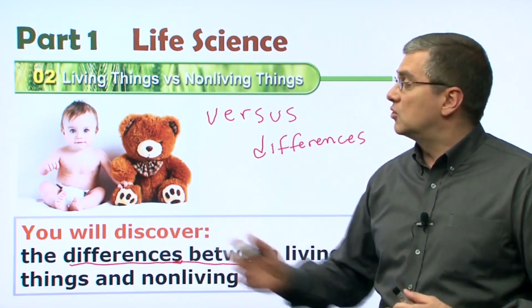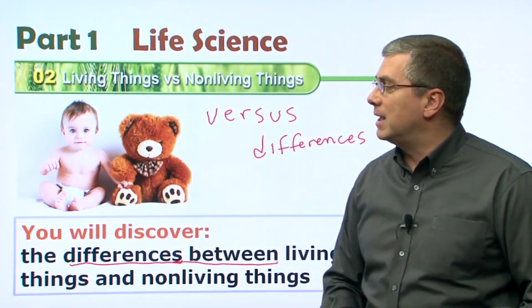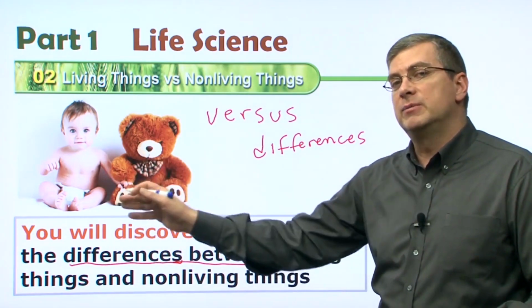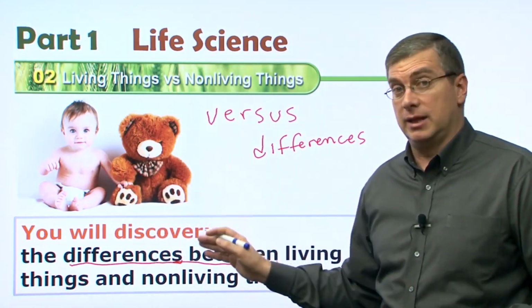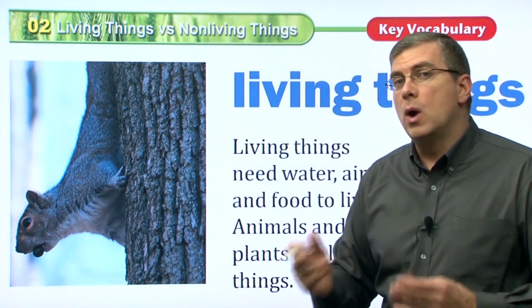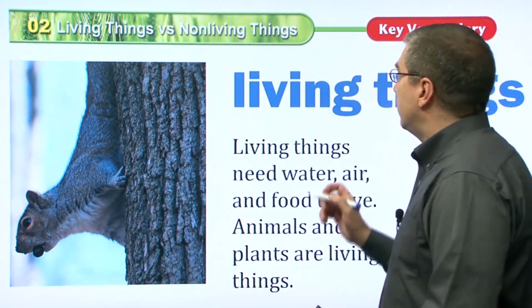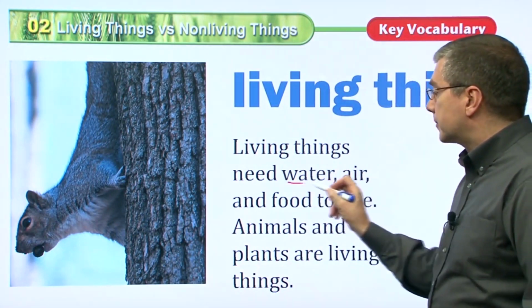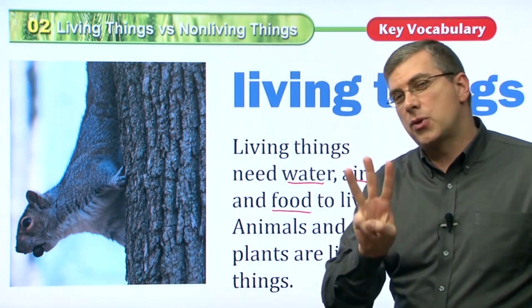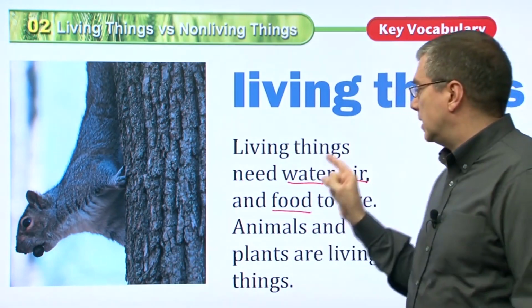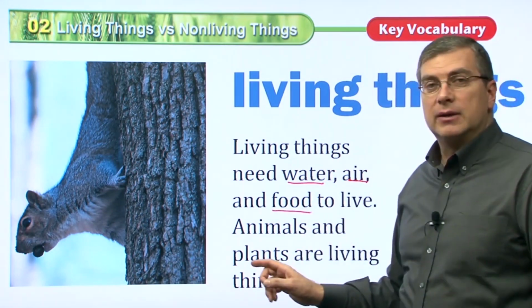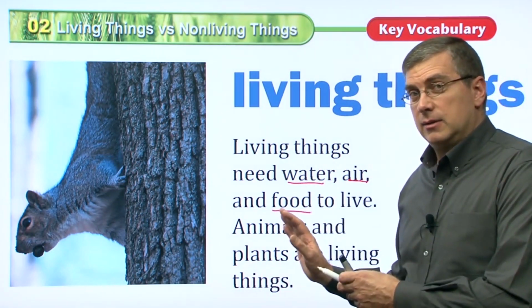What are the differences between living things, like this little baby here, this cute baby, and this cute teddy bear? What are the differences between living things and non-living things? First, let's look at living things. What are living things? Living things need water, air, and food to live. Living things need three things to live. They need water, air, and food. Animals and plants are living things. That's what living things need, okay?